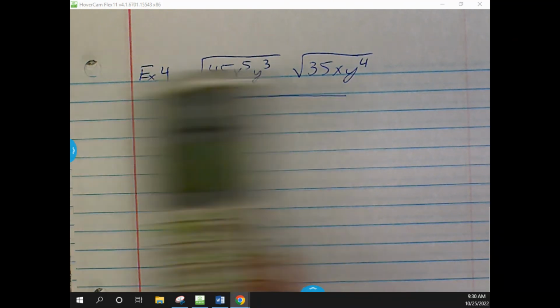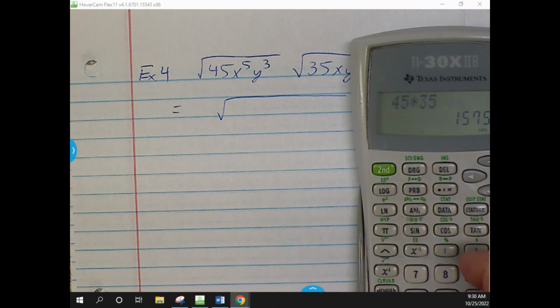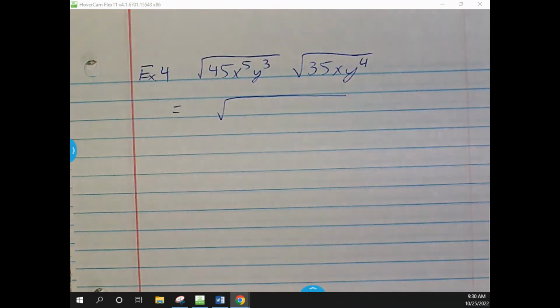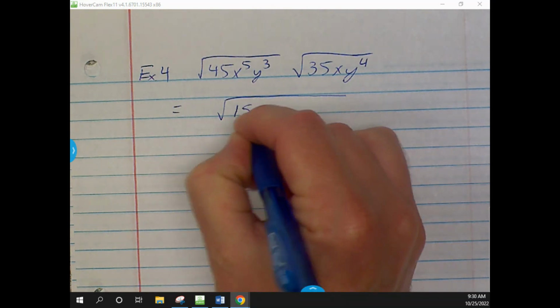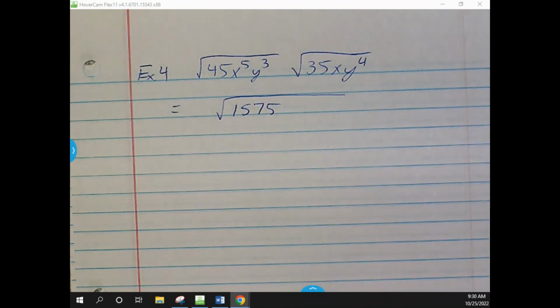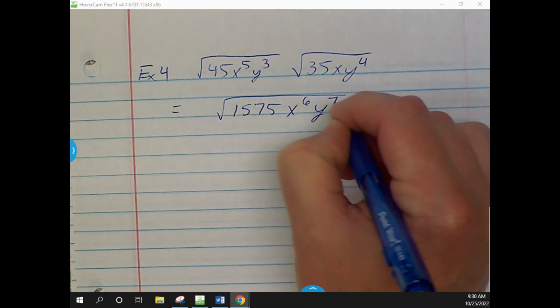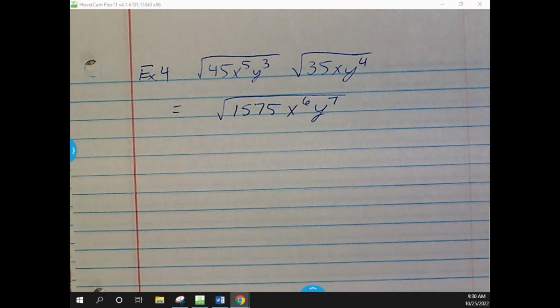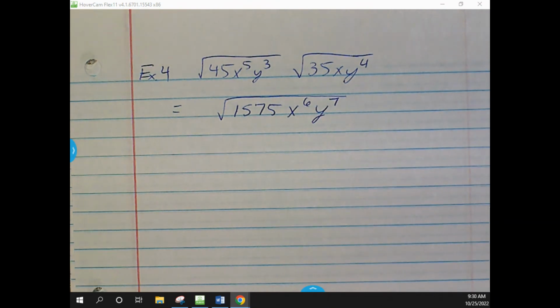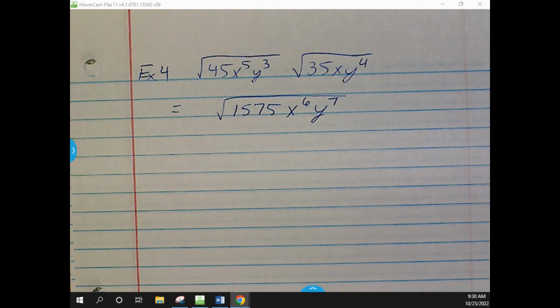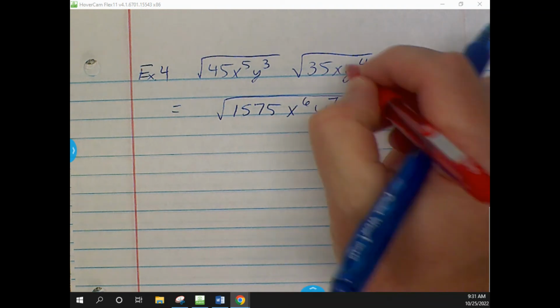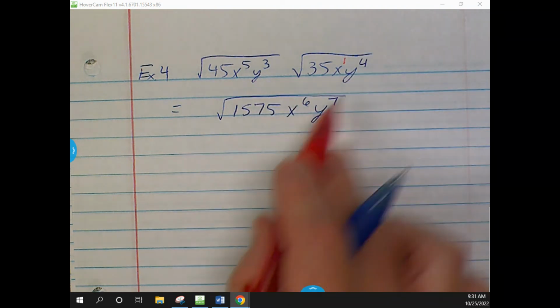All right, and I do not know 45 times 35 off the top of my head, so I checked on the calculator. It's 1,575. We've got x to the 6 because we're adding 5 plus 1 on the exponents there, and then 3 plus 4 to make it y to the 7.